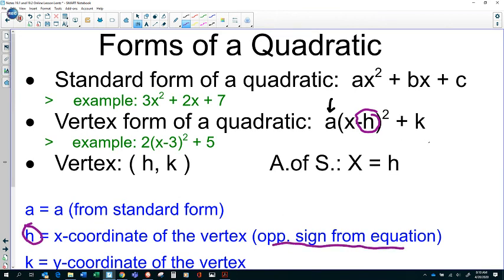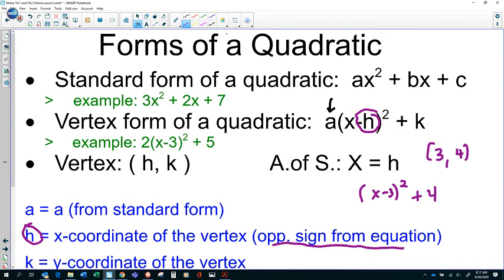So if we had a vertex of (3, 4), our vertex form would be, we wouldn't have an a unless we had one on there. We'd have to know it, but that's from our standard form. It would just be x minus 3 squared plus 4.